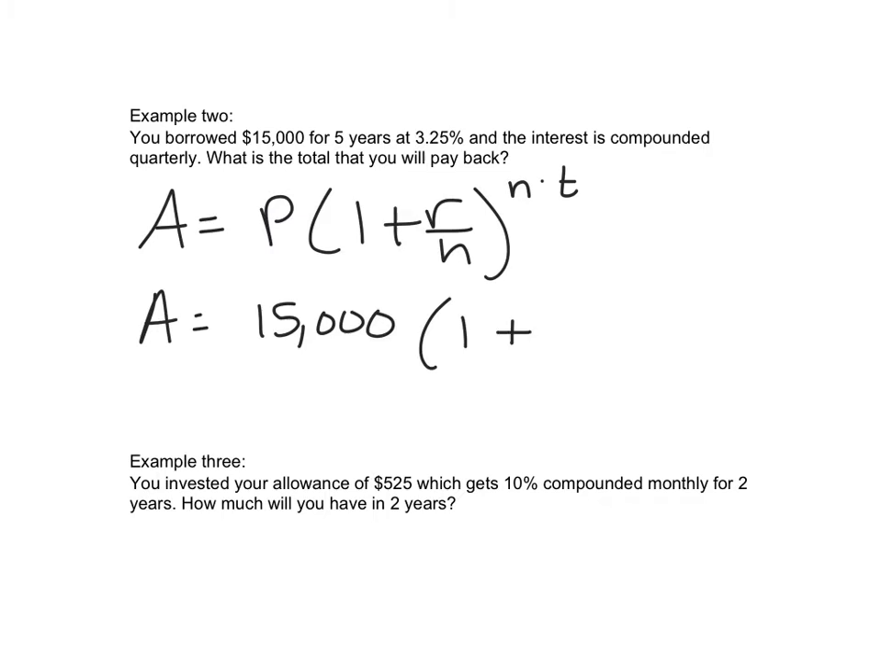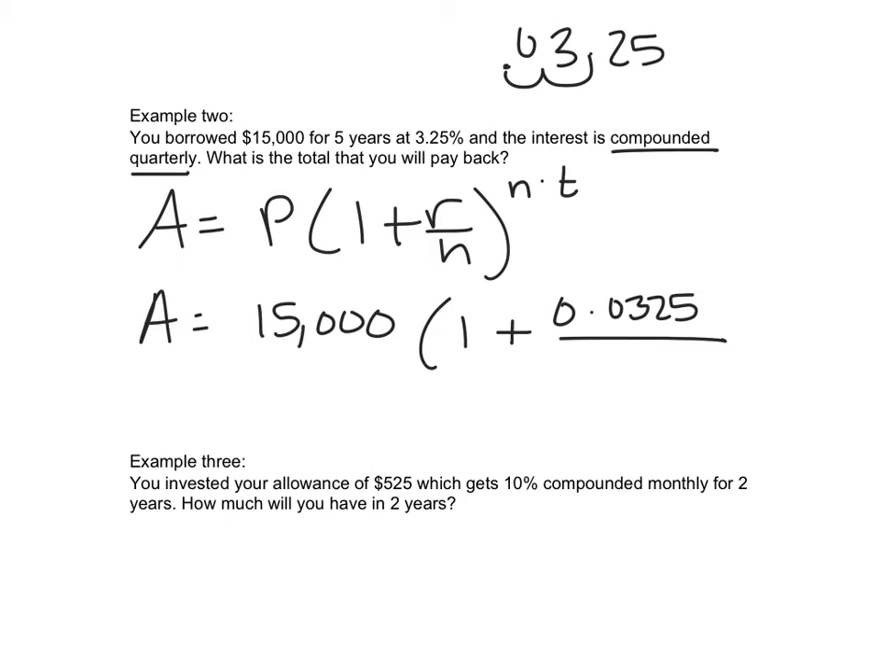Your rate, you're going to take your 3.25%, make it into a decimal. We have to divide that by the number of times we're compounding. So we compounded quarterly, so we divide that by 4. Your exponent is going to be the number of times you're compounding, which is 4, times the number of years, which is 5.